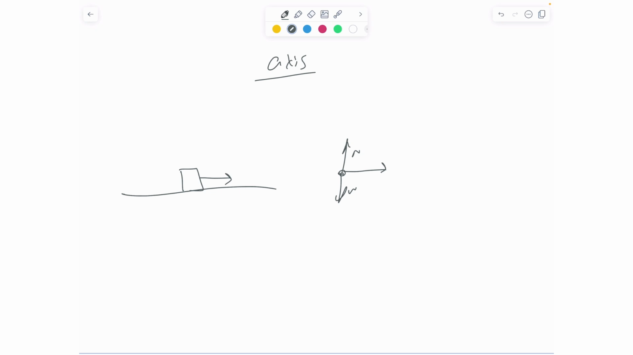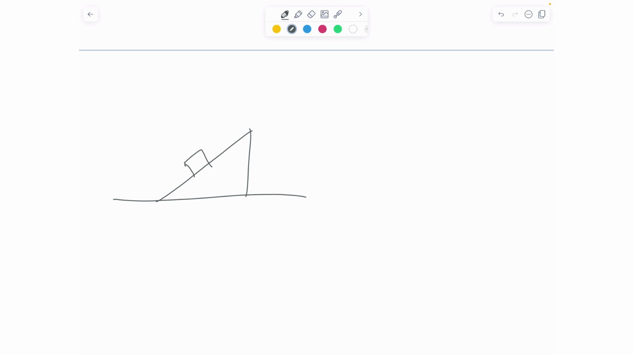Let's talk about axes. So, if you have a box here and someone's pulling it, you're going to do a free body diagram. You're like, okay, here's the box, here's the normal force, here's the weight. But what happens if this box is at an angle like this? So now you have a problem. The weight is going down like this, the normal force is going like this, maybe someone's pulling it up, maybe there's friction in this direction.